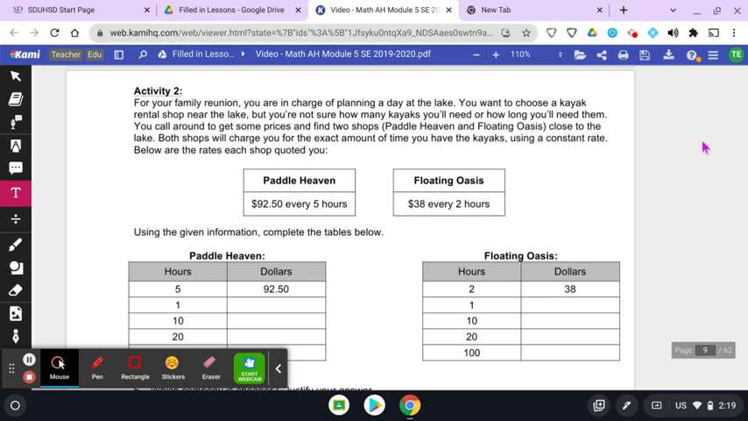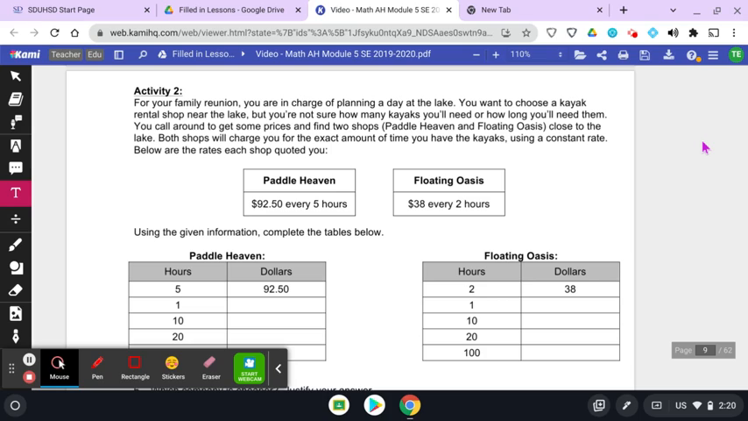All right, for your family reunion, you are in charge of planning a day at the lake. You want to choose a kayak rental shop near the lake, but you're not sure how many kayaks you'll need or how long you need them. You call around and get some prices and find two shops, Paddle Haven and Floating Oasis, both close to the lake. Both shops will charge you for the exact amount of time you have the kayaks, using a constant rate. Below are the rates for each shop quoted you. Paddle Haven did $92.50 for every 5 hours, and Floating Oasis said $38 for every 2 hours.